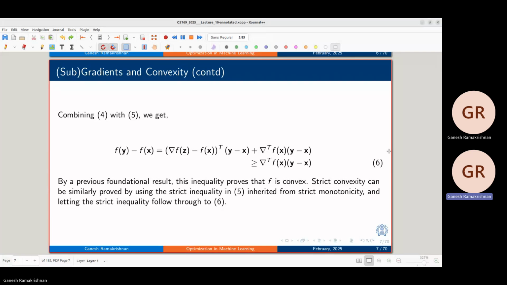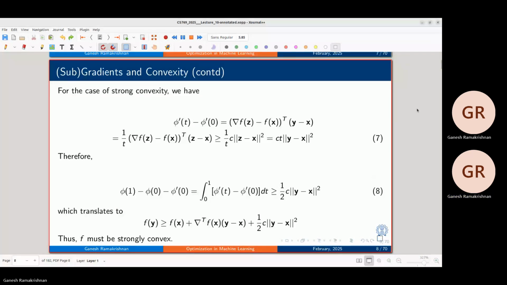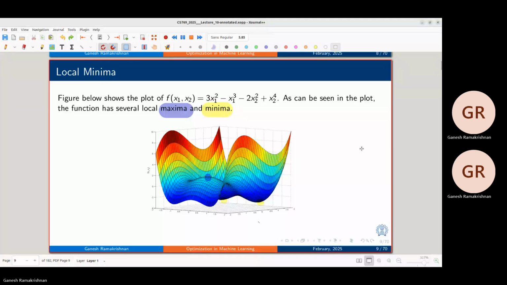Okay, so I think with that we have covered a whole bunch of conditions. Let's now move on to the concept of minima, local minima, global minima, and how to minimize. What are the conditions for minimization? So here's a local maximum in blue. Here's a local minimum in shaded yellow, for this function, 3x1 square minus x1 cube minus 2x2 square plus x2 raised to 4. So this function is certainly not convex everywhere, at least from visuals.